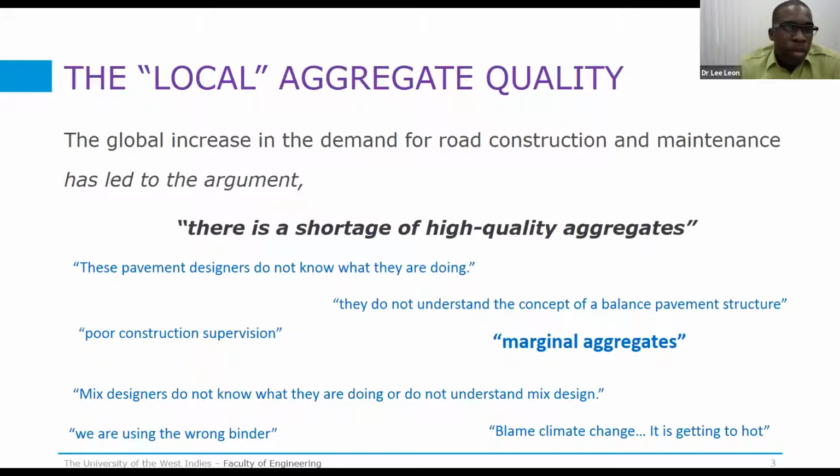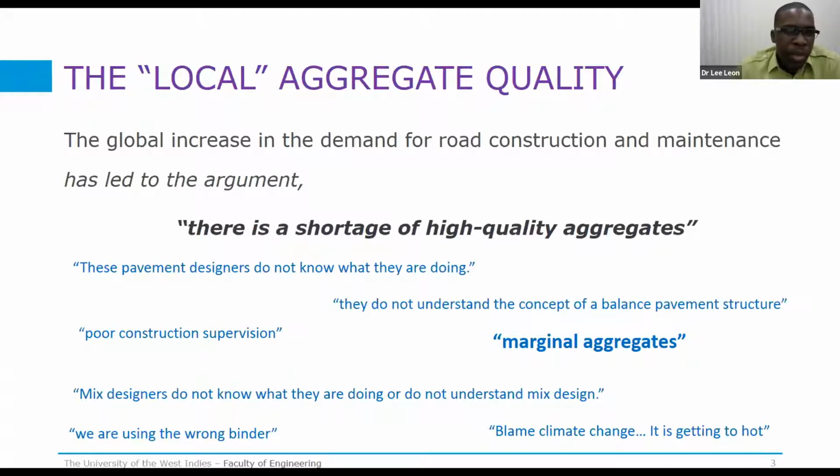There has been a global increase in the demand for road construction and maintenance. And as Engineer Bijmohan said, the need for that is because of the increase in the movement of goods and services as well as people. This has led to an argument that there is a shortage of high quality aggregates locally. Many comments and concerns have been discussed with regards to this statement of the shortage of material.